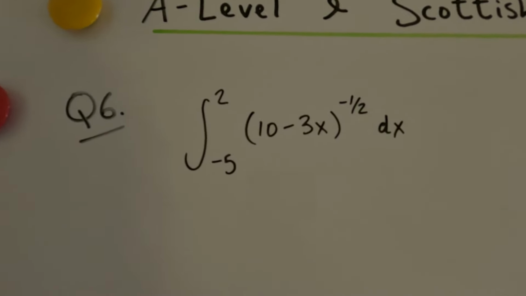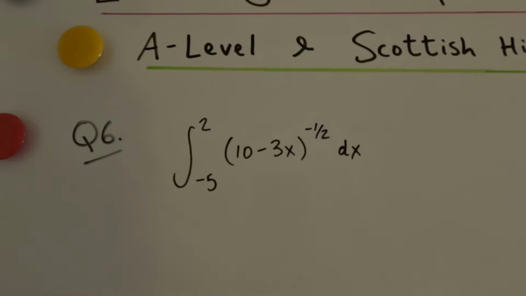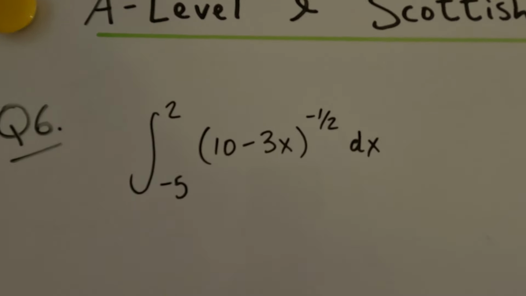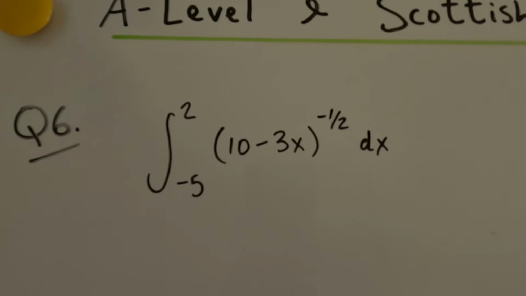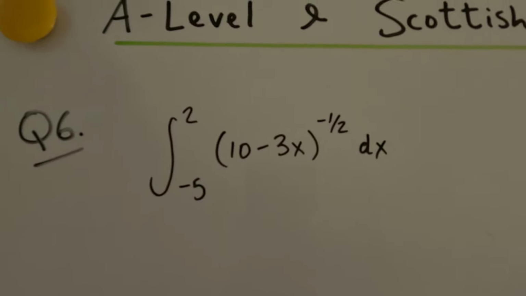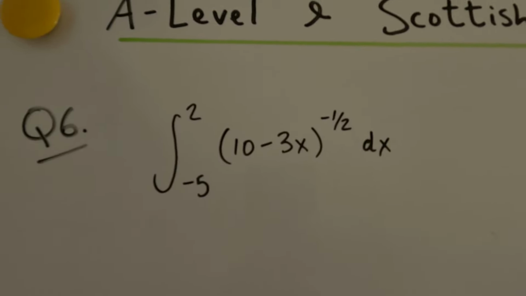So we're asked to integrate between the limits 2 and minus 5, this function (10 minus 3x) all to the power of minus a half, with respect to x, dx. Well, looking at that, the function inside this bracket is just a linear function, so we can just use integration by substitution here, classic case. And that should be pretty easy to integrate once we do that.